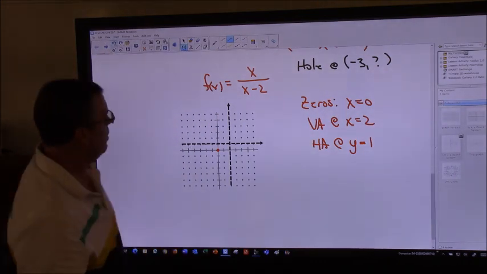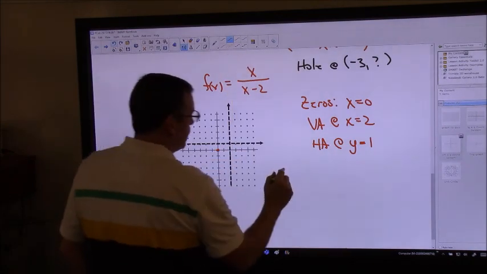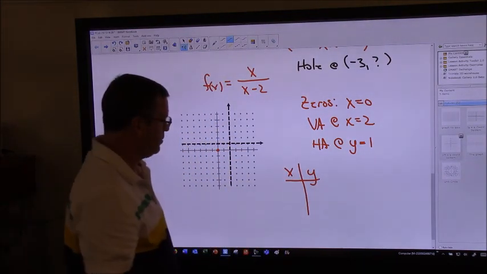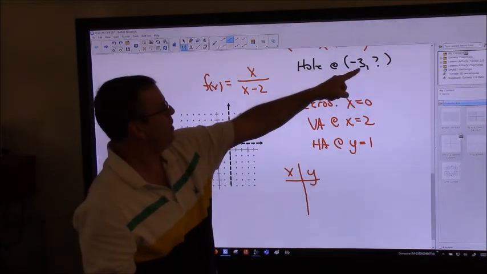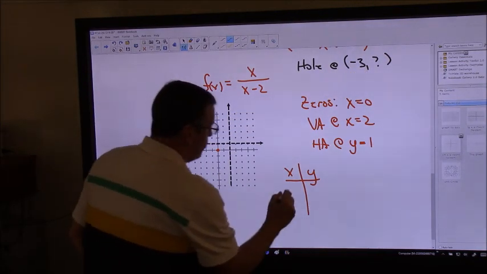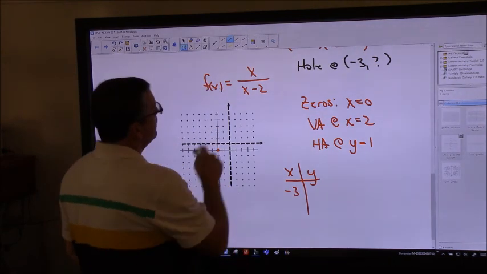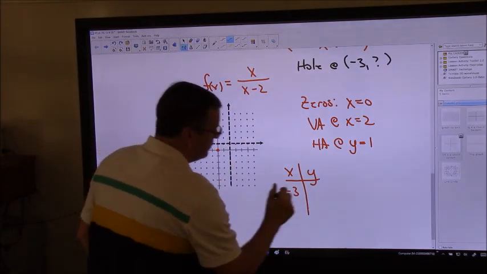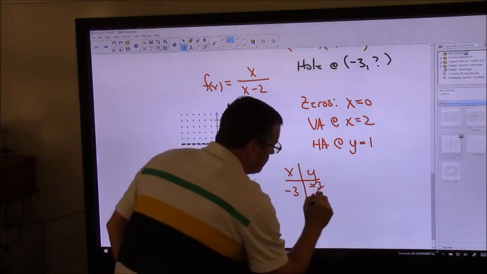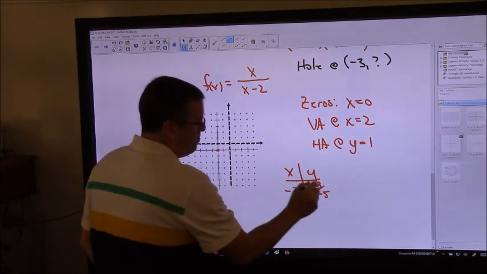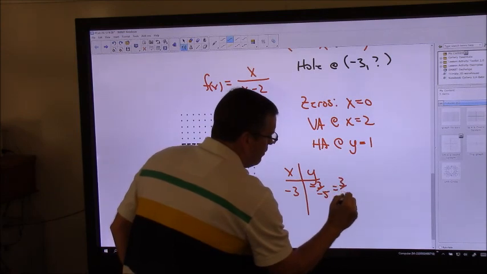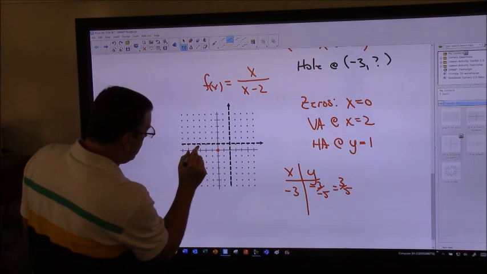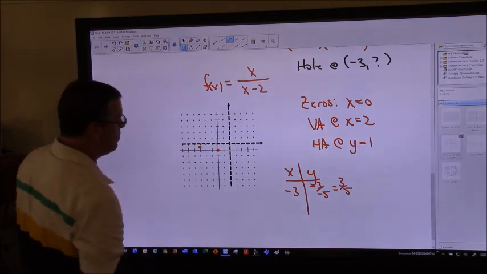So let's see. I just want to do this real quick. I'm going to make an xy table, plot a sufficient number of points. I want to know what that y value is. So when I plug in a -3, I get -3 over -5, which, a negative divided by a negative is positive, so that's 3/5. So there's going to be a hole in the graph at -3, 3/5.